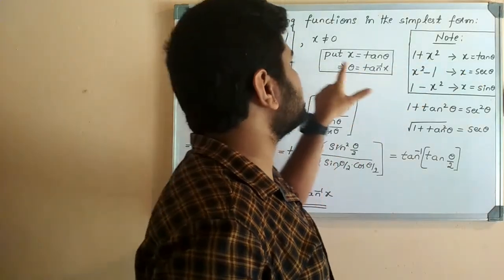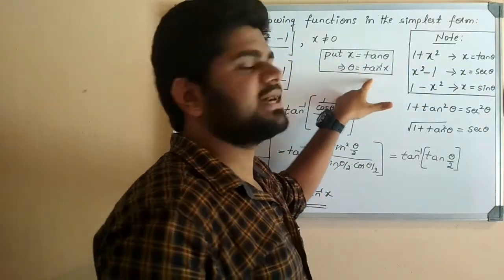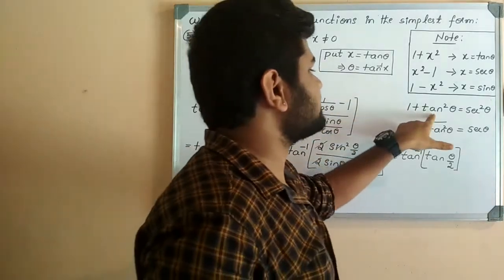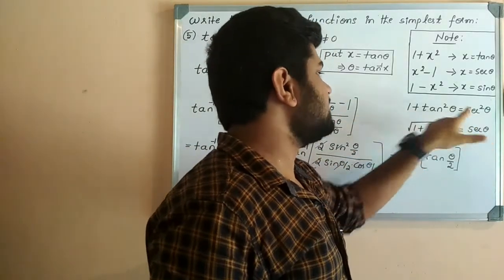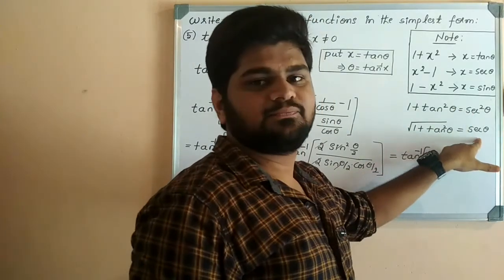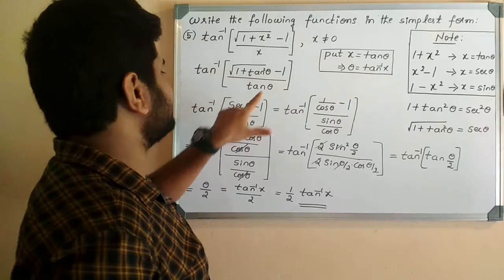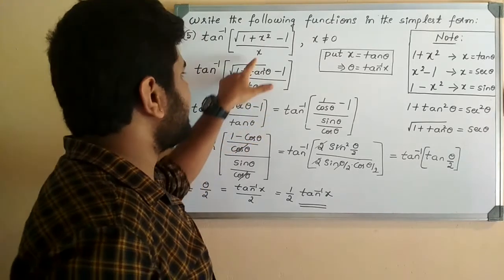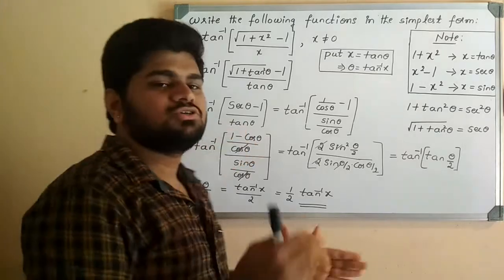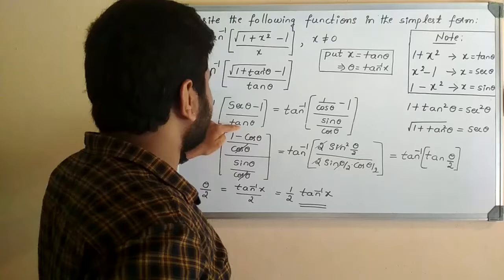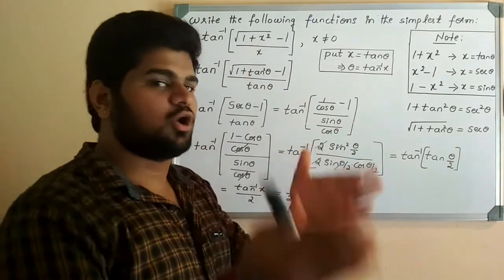So you put x is equal to tan theta, so that theta becomes tan inverse x. So here 1 plus tan square theta is equal to secant square theta. So root of 1 plus tan square theta is equal to secant theta, and 1 divided by x is equal to tan theta. So write it in simpler form. Means you have to write this secant and tan in terms of sine or cos.